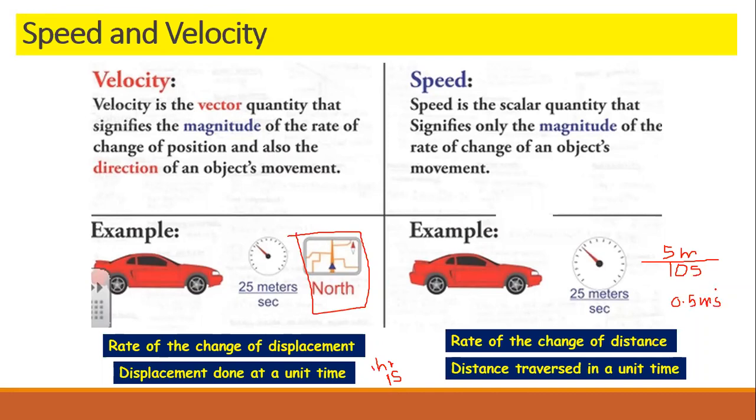It doesn't have a particular direction, and here it has a particular direction. This car is moving 25 meters per second in the north direction. But this car is moving 25 meters per second, same magnitude, but there's no direction. It is just going on a particular path. Normally, we experience this speed.